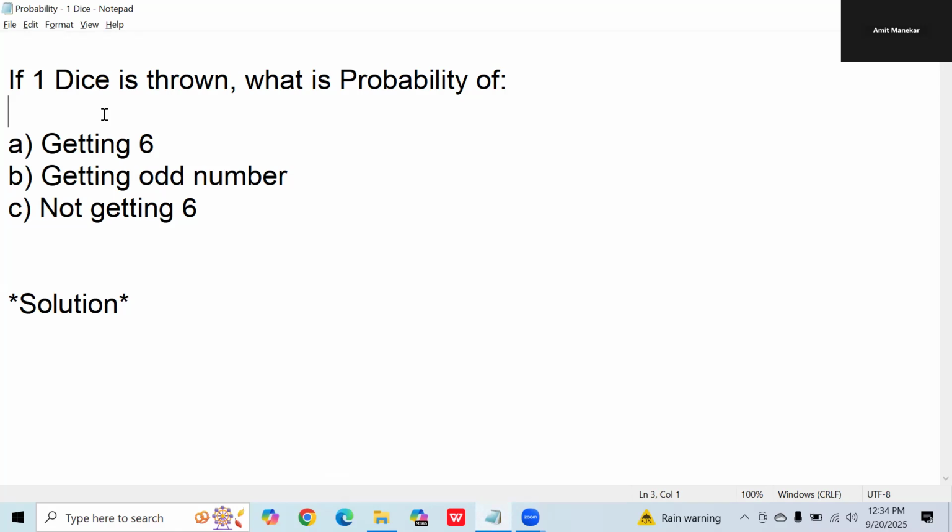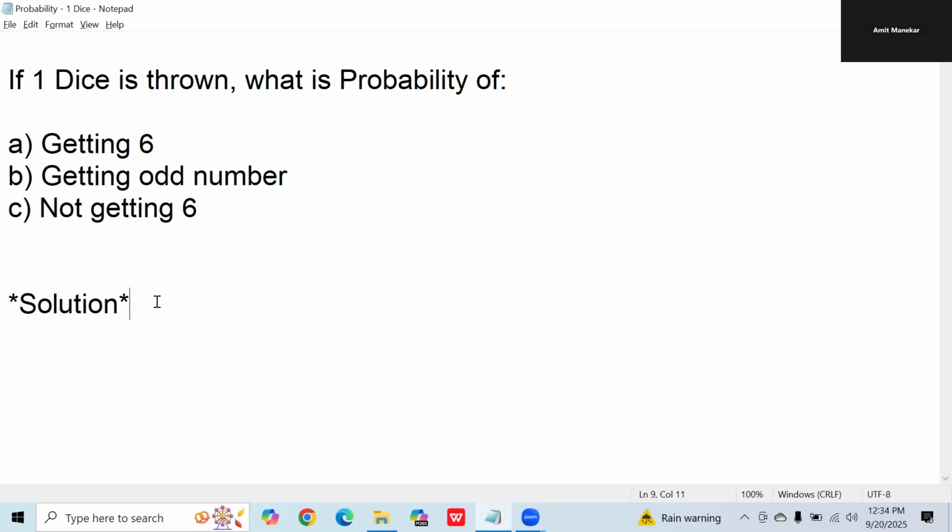Today we are going to solve a problem of probability. In probability, specifically we are solving the problem for one dice. So let's read the problem. If one dice is thrown, what is the probability of getting 6, getting an odd number, not getting 6?